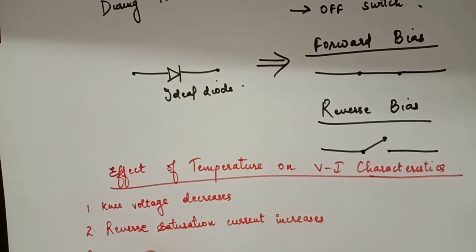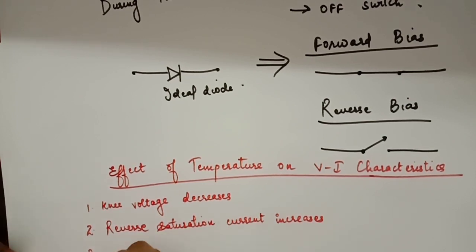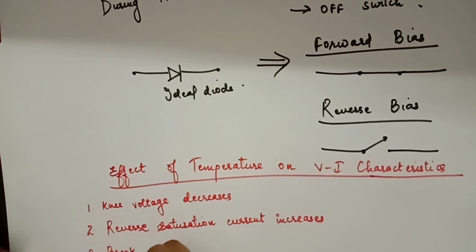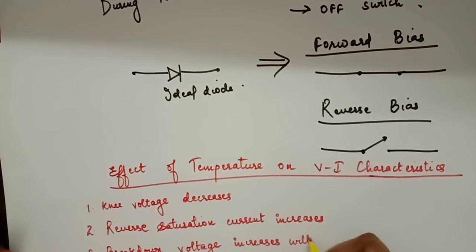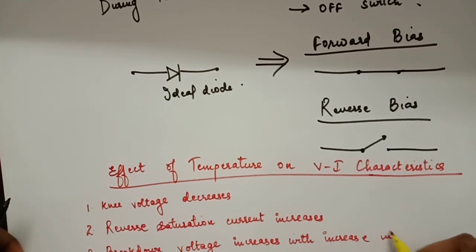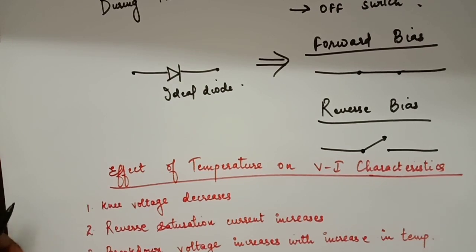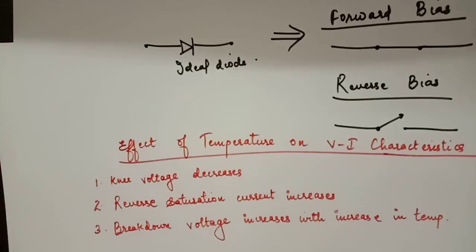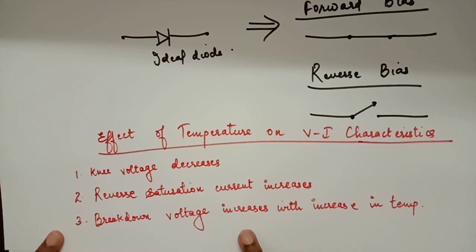For more detail on why reverse saturation current increases with the increase in temperature, you can watch my previous lecture. And the third effect is that breakdown voltage increases with increase in temperature. I will explain this later on in the upcoming part, why breakdown voltage increases with increase in temperature. So these are the three effects that are going to take place with the increase in temperature.